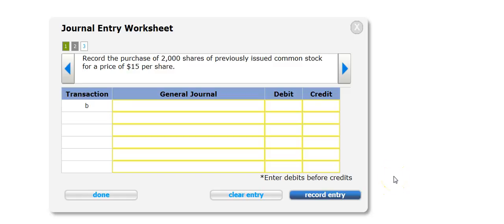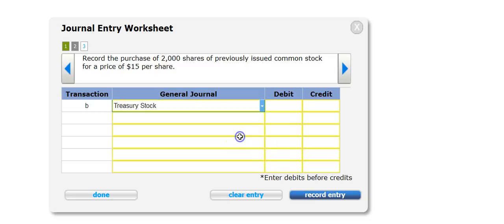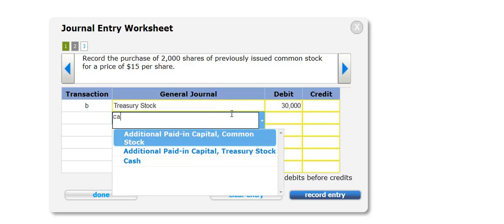They want us to record the purchase of 2,000 shares of previously issued common stock for a price of $15 a share. In this case, we are buying back our own stock and we're paying $15 a share to do so. When we buy back our own stock, we debit Treasury stock. This is a contra stockholders' equity account. Notice we're debiting it. Normally, we credit stockholders' equity accounts because they're on the right side or credit side of the accounting equation. Treasury stock is a contra stockholders' equity account, so we'll debit it for the purchase price, $15 times 2,000 shares, or $30,000, and we'll credit cash to reduce it because that's what we paid.